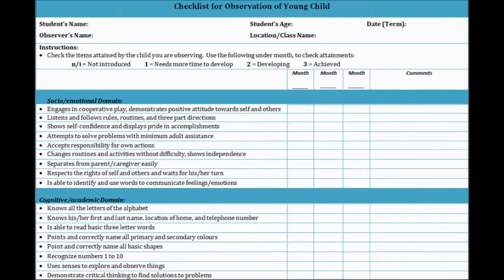Pertinent information on the checklist are the student's name, age, the observer's name, the location or class in which the observation is being conducted, and the date. The date would be the final day in the school year when the checklist is fully completed, since it caters for 3 chosen months of observation.